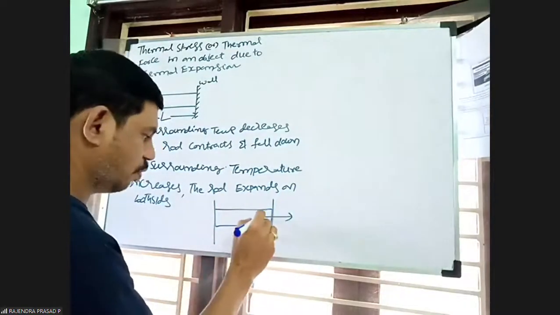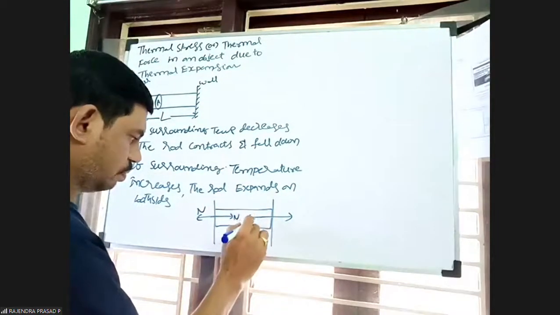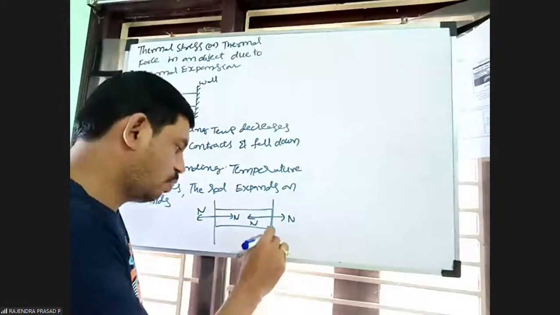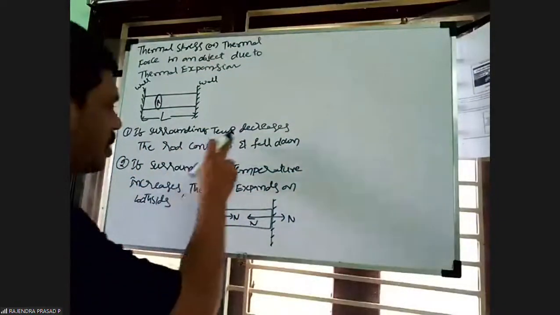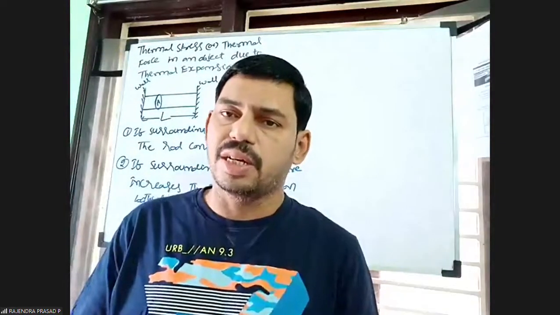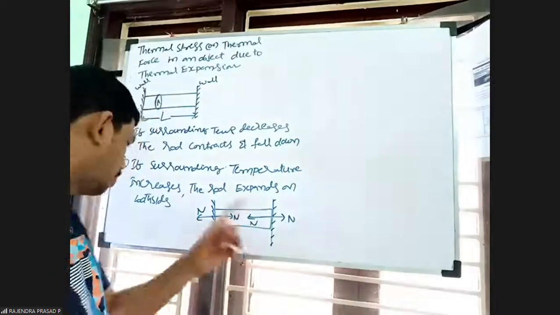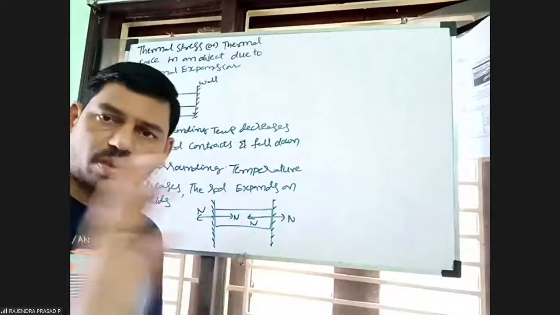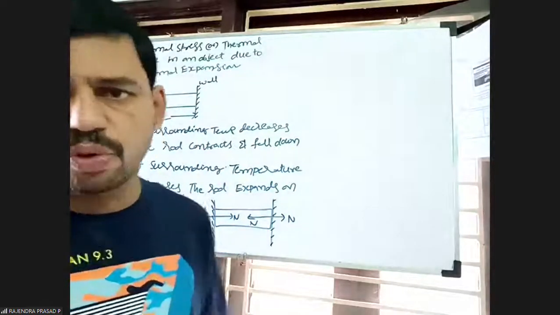Some force acts, a normal force. When the temperature decreases, the rod contracts and falls down. When the temperature increases, the rod expands on both sides and some force acts on the walls. This force is called the normal reaction force.